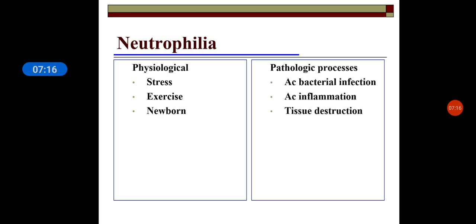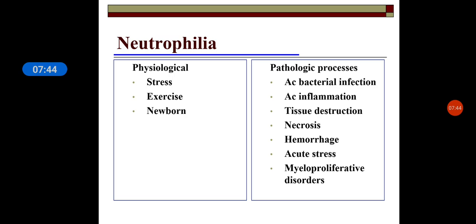You have acute bacterial infection, acute inflammation. In acute, as you have known, just say initial phases, right? Any form of acute inflammation or acute infection, neutrophils are the first attacking WBCs that will come and target. Okay, and in cases of tissue destruction also it is important. Neutrophilia you will get in necrosis, hemorrhage, and acute stress and other myeloproliferative disorders. So these are the common causes for neutrophilia.